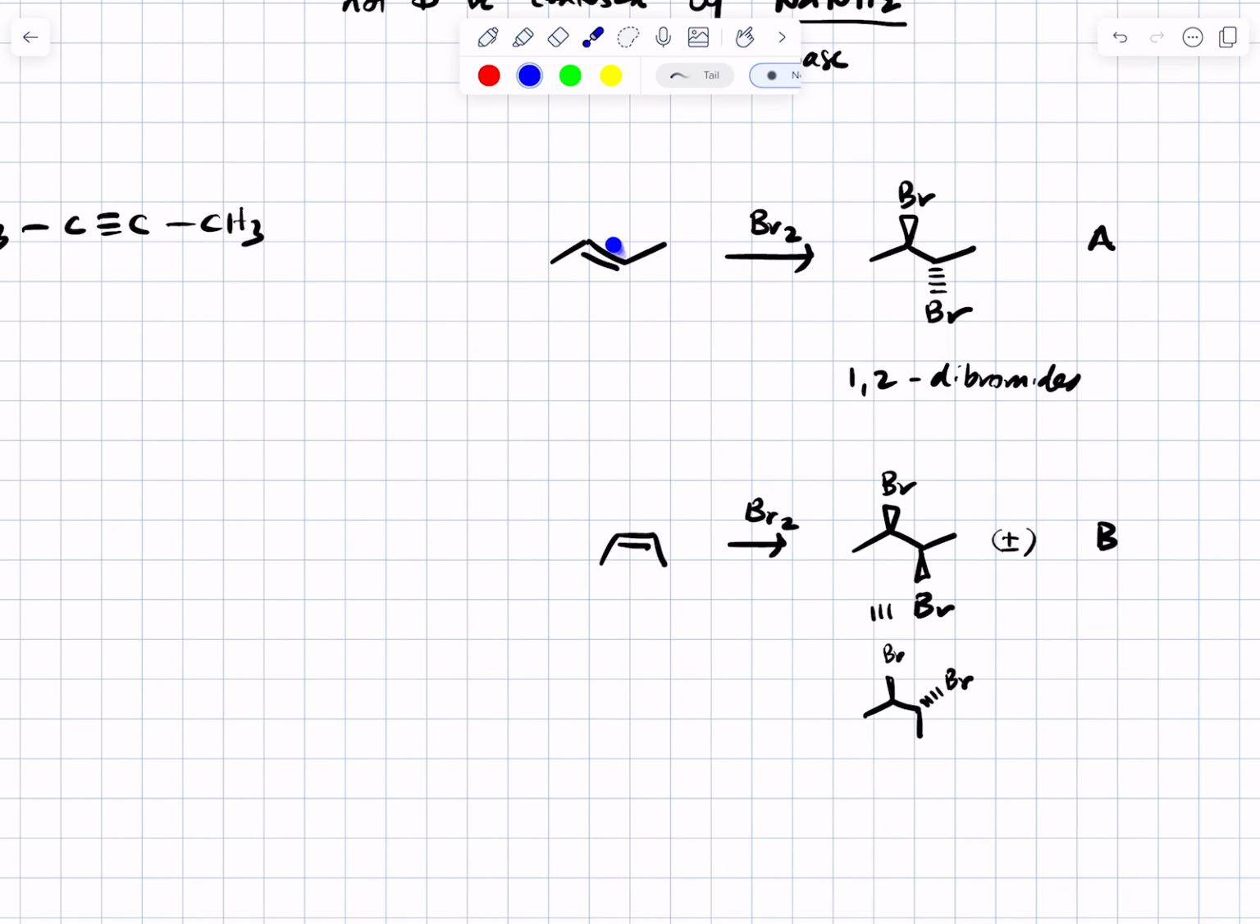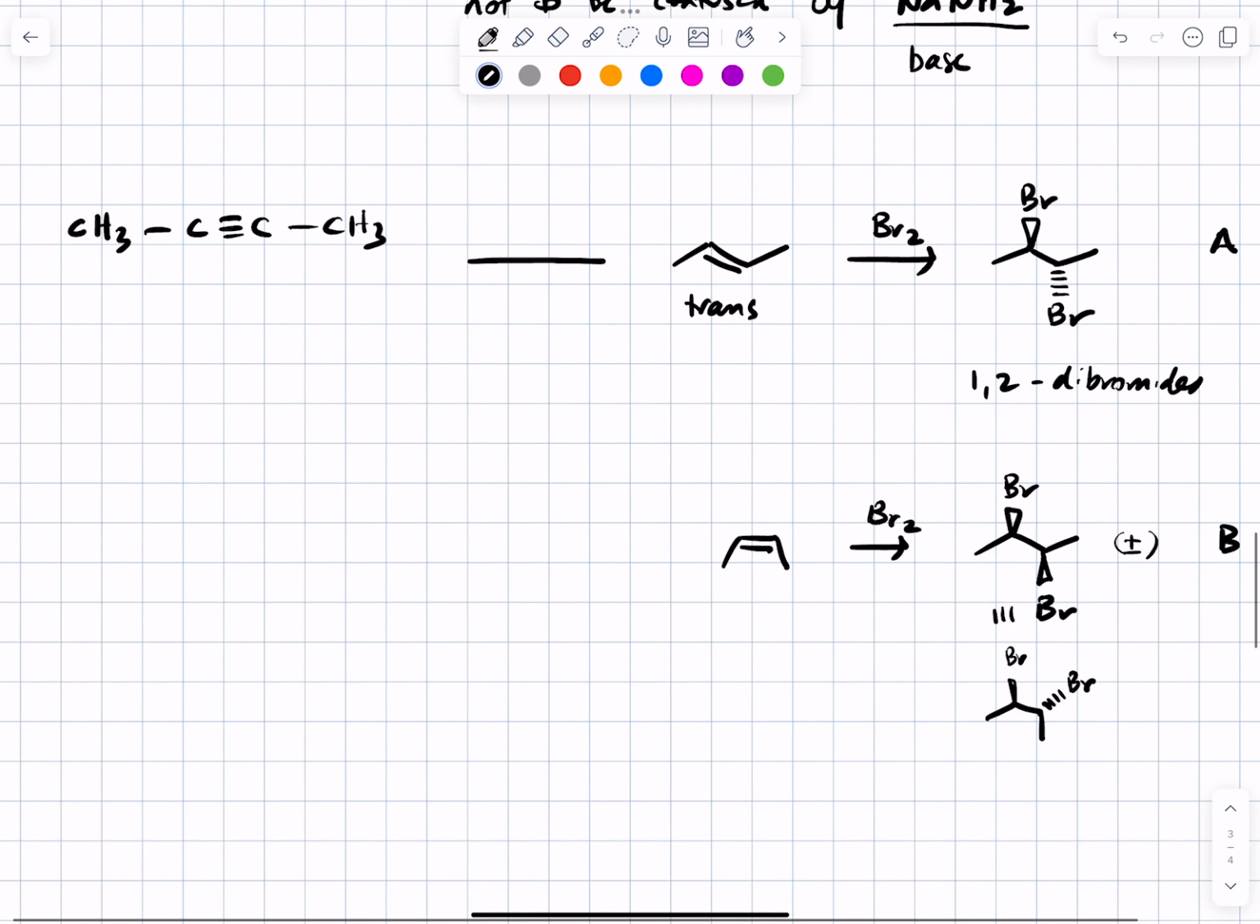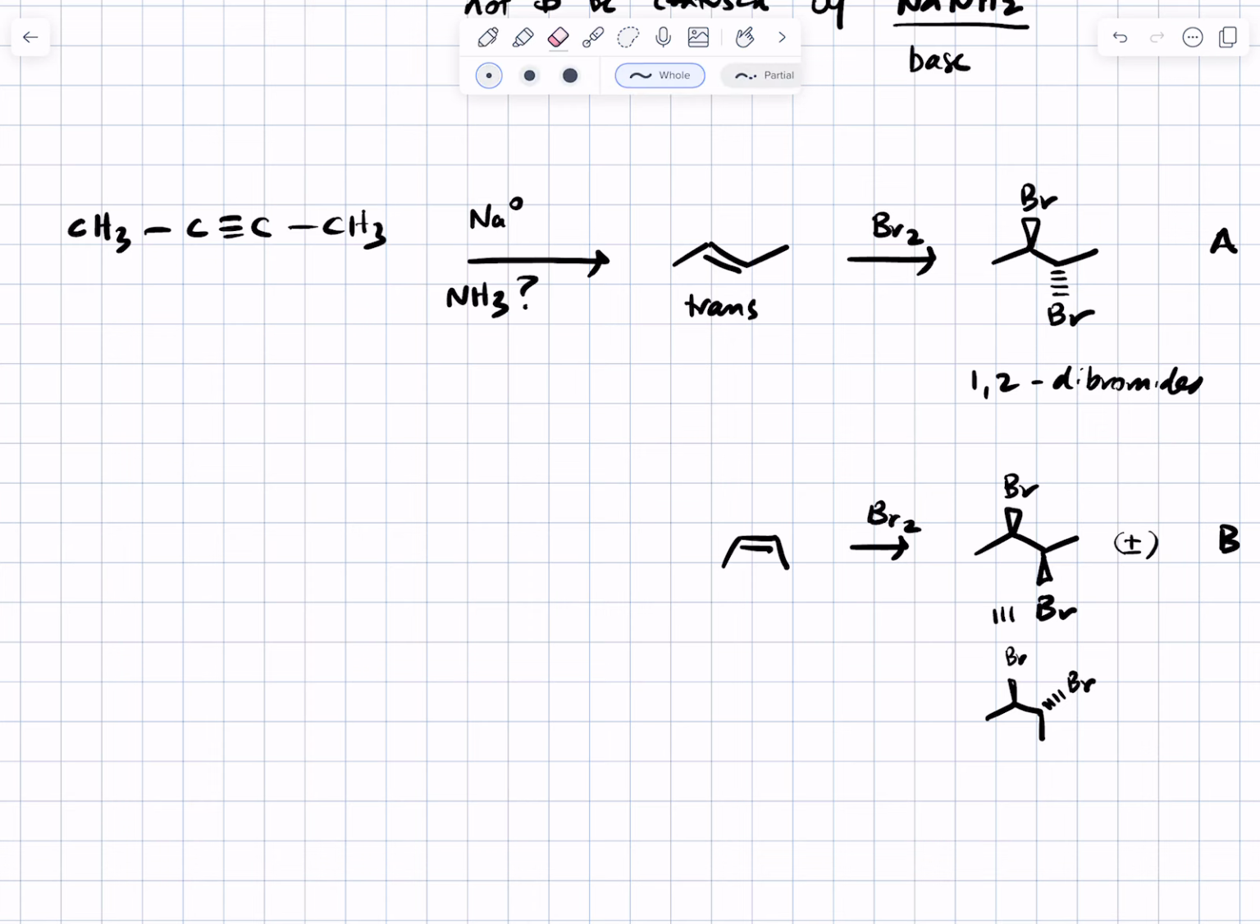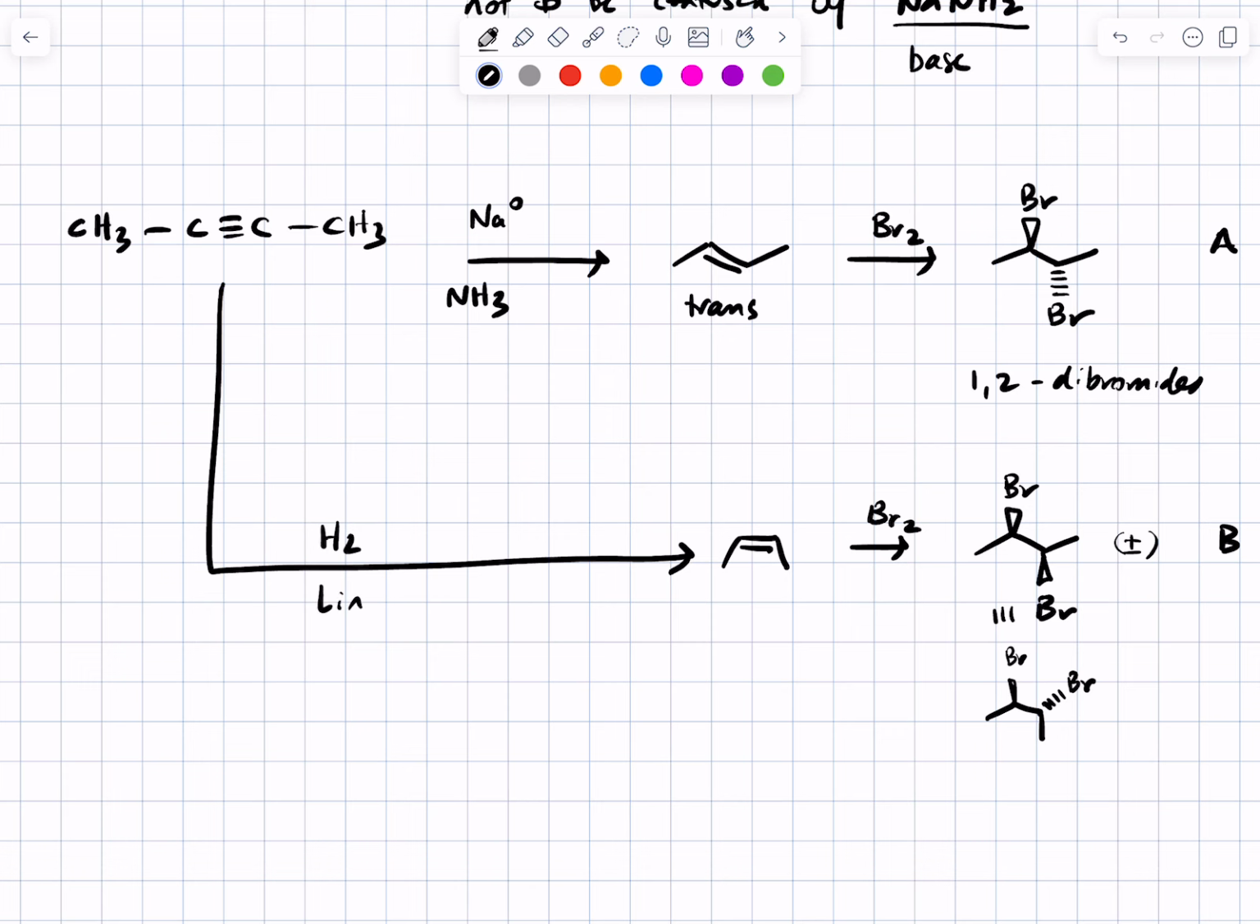So if the trans olefin is the starting material, or the intermediate rather, for product A, what conditions do I use to get the trans olefin from this alkyne? That's the dissolving metal reduction, sodium and ammonia. In contrast, if I want the cis alkene from the alkyne, that's the hydrogen and Lindlar catalyst.